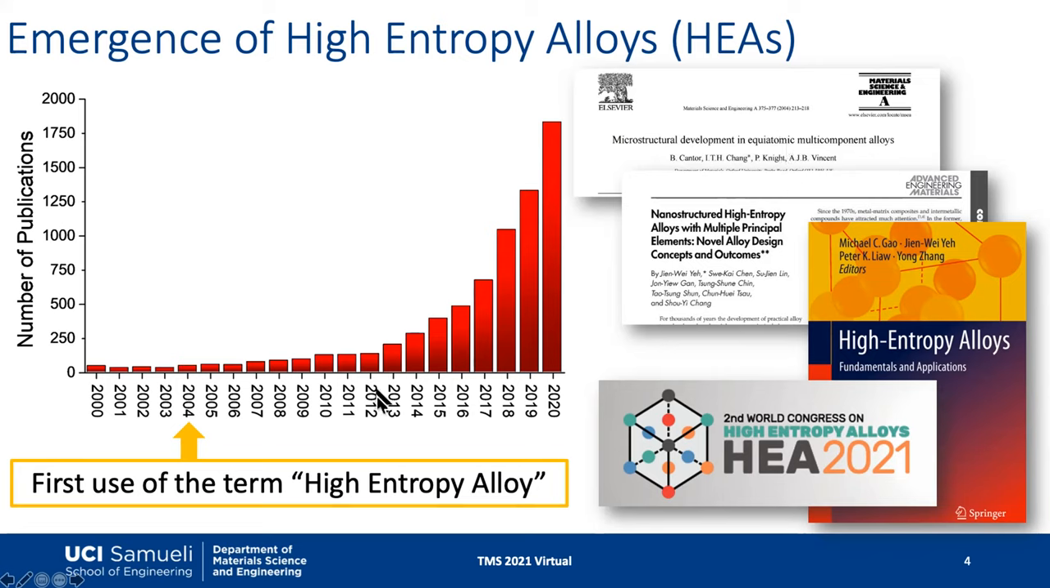And the same year, J.W. Ye out of Taiwan published a paper using the terms multiple principal elements, but he also coined the term high entropy alloy. Since then, we have numerous conferences, books, and a lot of publications. So you can see the explosion of the field.